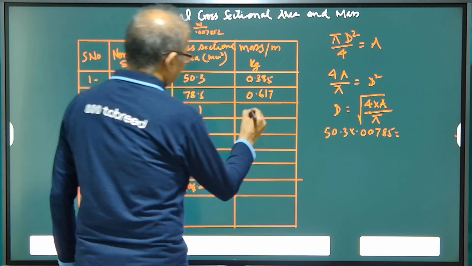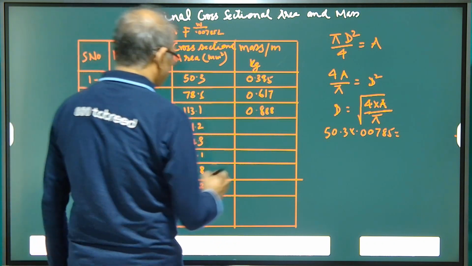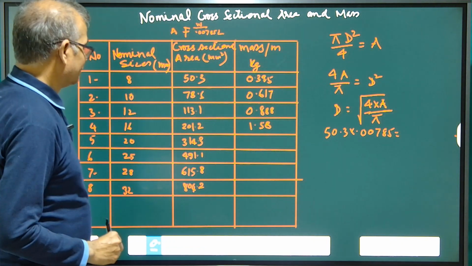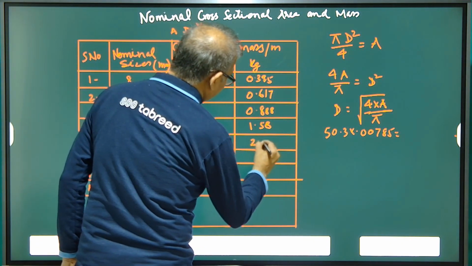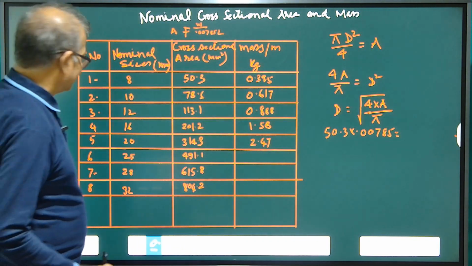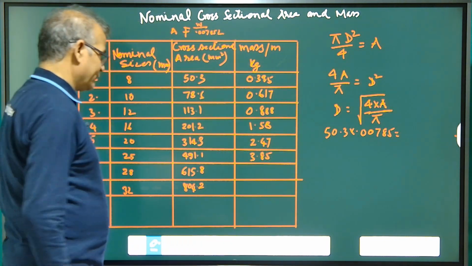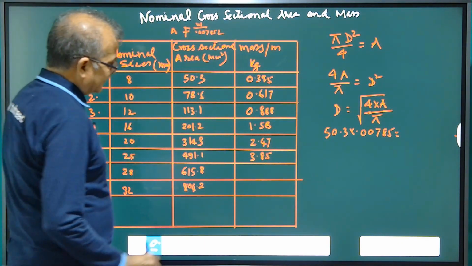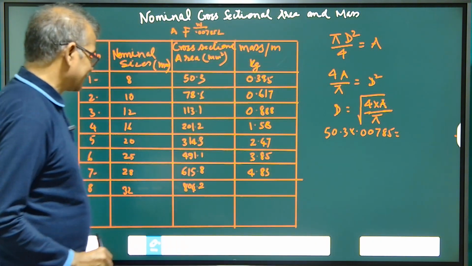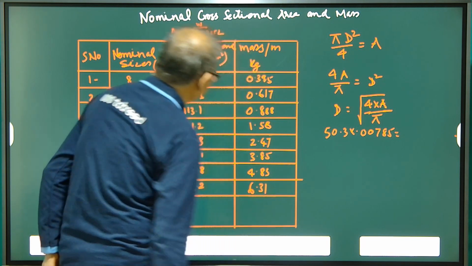For 12 mm it will be 0.88 kg per meter. For 16 mm it will be 1.58 kg per meter. For 20 mm it will be 2.47 kg per meter. For 25 mm it will be 3.85 kg per meter. For 28 mm it will be 4.83 kg per meter. For 32 mm it will be 6.31 kg per meter.